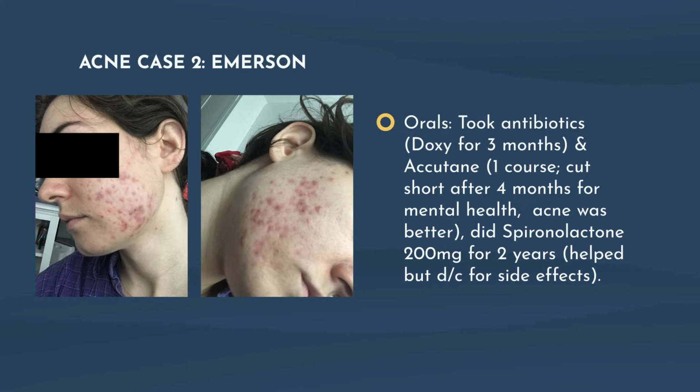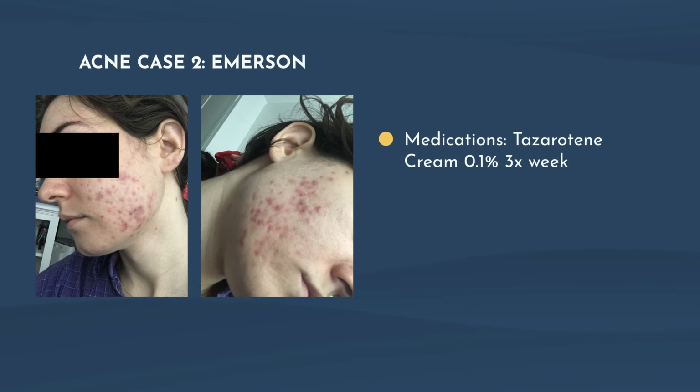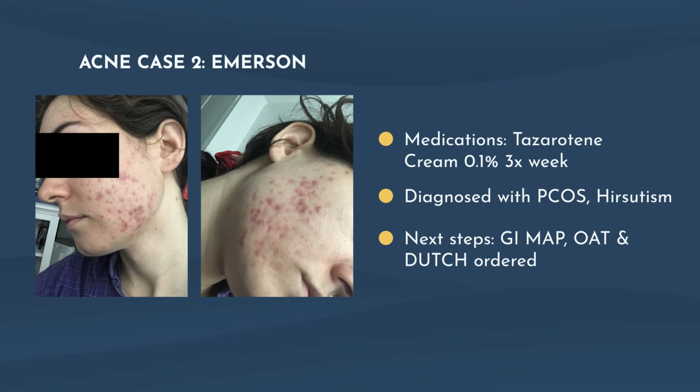including heart palpitations and blood pressure issues. Right now, Emerson is on the tazarotene cream 3 times a week. They have also been diagnosed with PCOS, polycystic ovarian syndrome, and hirsutism, or hair growth. The next steps, I'm actually going to do 3 functional medicine tests on this patient: a GI map, the OAT, and a Dutch.